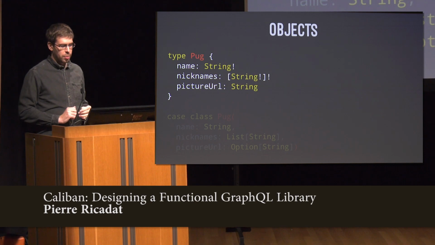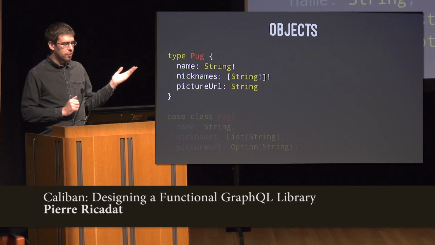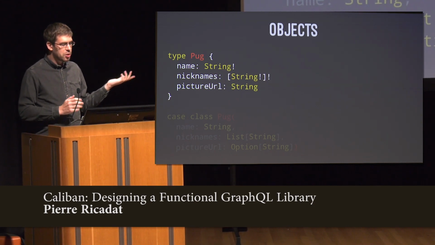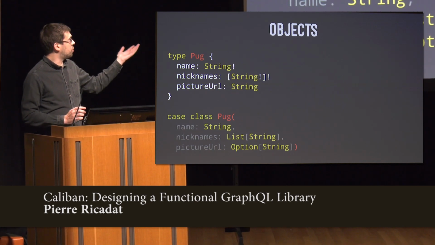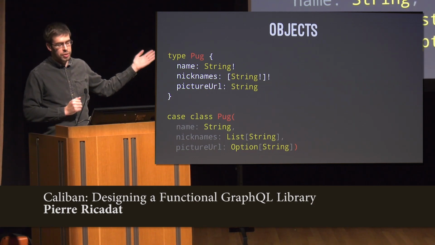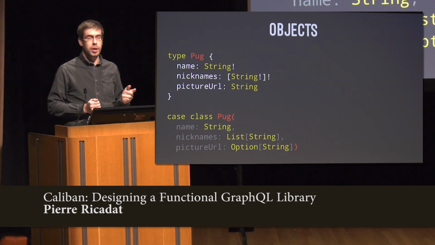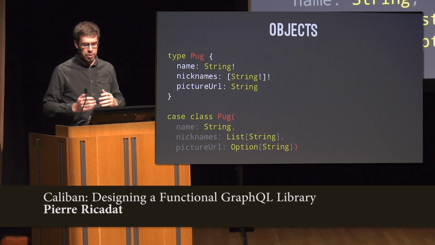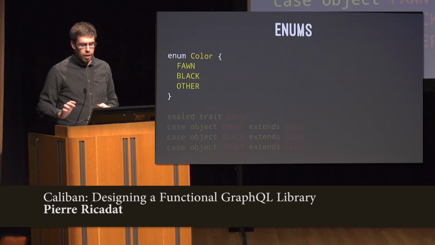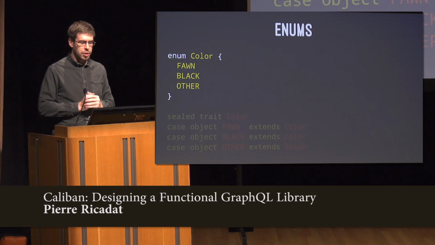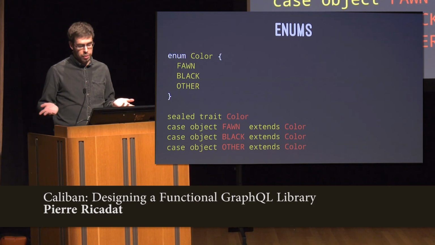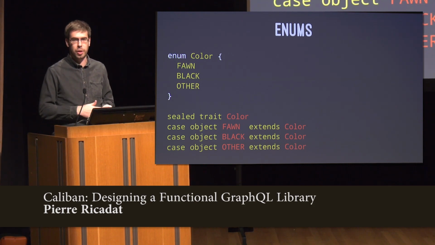Let's take a more complex example. Here we have the type Pug that has a name, a list of nicknames, and a picture URL. That is really similar to a case class that has the same types. I used a list for the nicknames, and I use an Option for the picture URL because you can see there is no exclamation mark, so it means it can be null. In Scala we just use Option to express it. GraphQL also supports enumerations, as you can see, the color enumeration. We can express it with a simple Scala sealed trait extended by case objects.